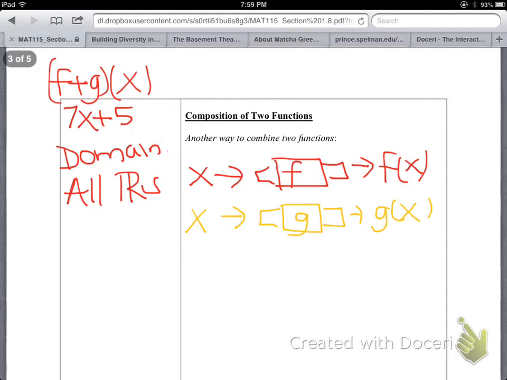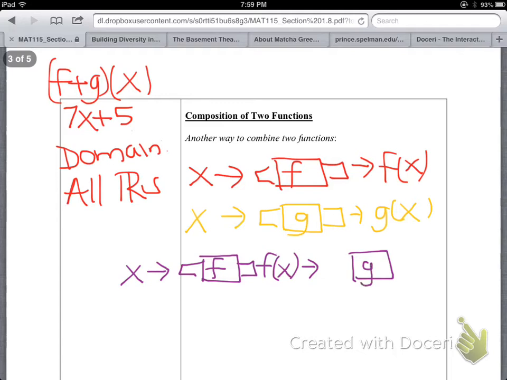Now, what if I combine these two functions? So I'm going to spread it out a little bit. So I have my function f, and I input x into f, and like we said earlier, we get out f of x. But then I take that f of x, and I put that value into my g function. So now my inputs are f of x, and my outputs will be g of f of x. And that's basically how the composite function works. And you can do it the other way as well. And if we did it the other way, then we would have f of g of x.